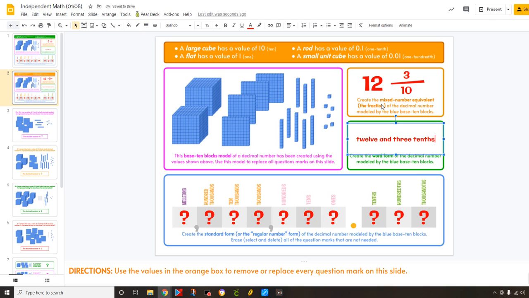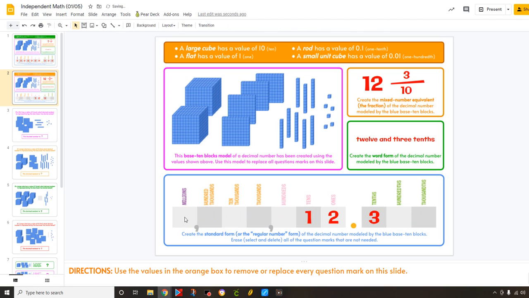So here is the fraction form, here's the word form, and here's the decimal form. So that would be 12 and 3 tenths. And then please get rid of the extra question marks because you don't need those. Just select them and delete them. So when you're finished, you'll have a slide that looks like this.